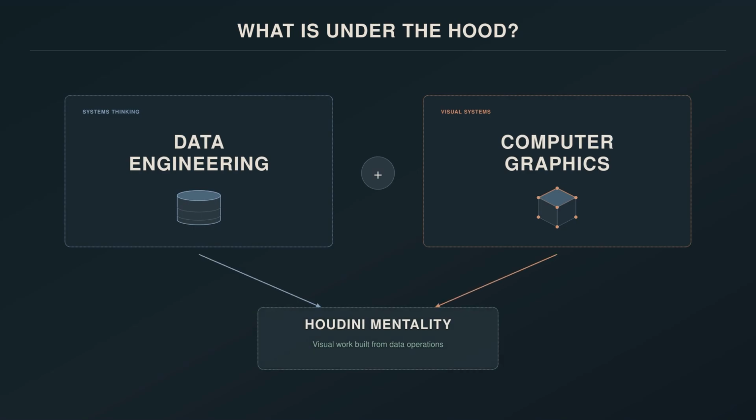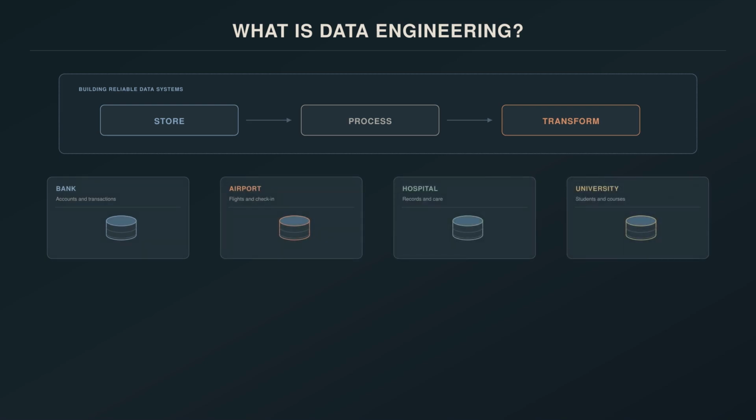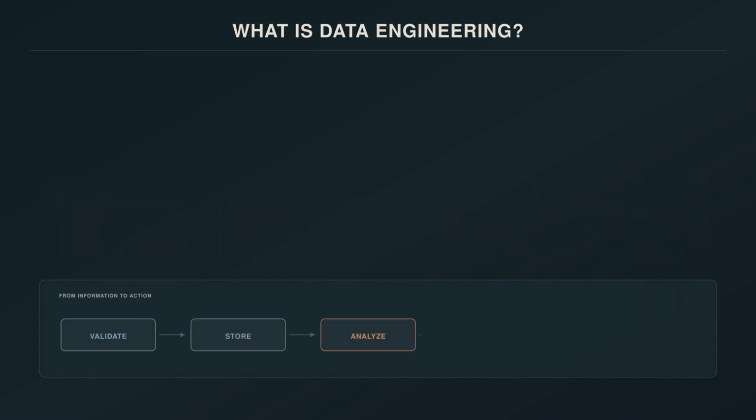So what is data engineering? Data engineers build systems for storing, processing, and transforming data. We use the systems they build in everyday life, from banks and airport counter systems to hospitals and university systems. These systems allow us to validate information, store it, and then analyze it to make better decisions and take action.